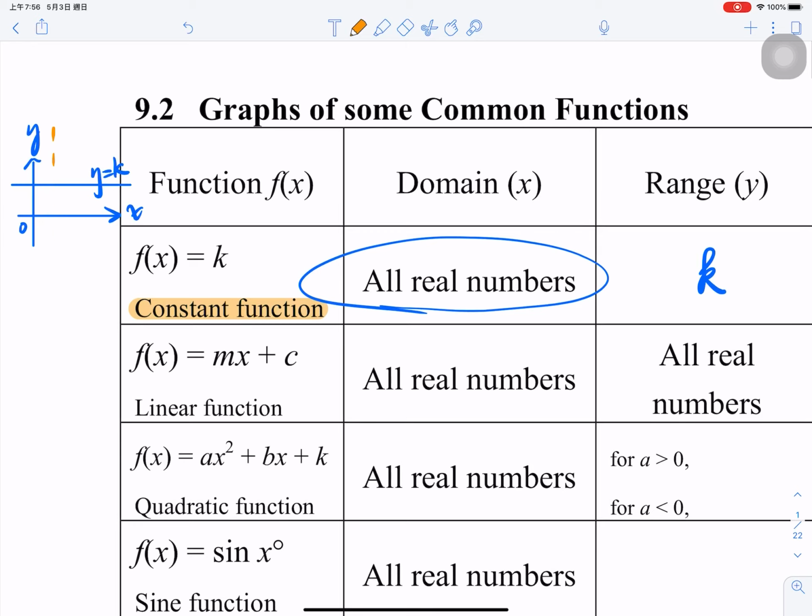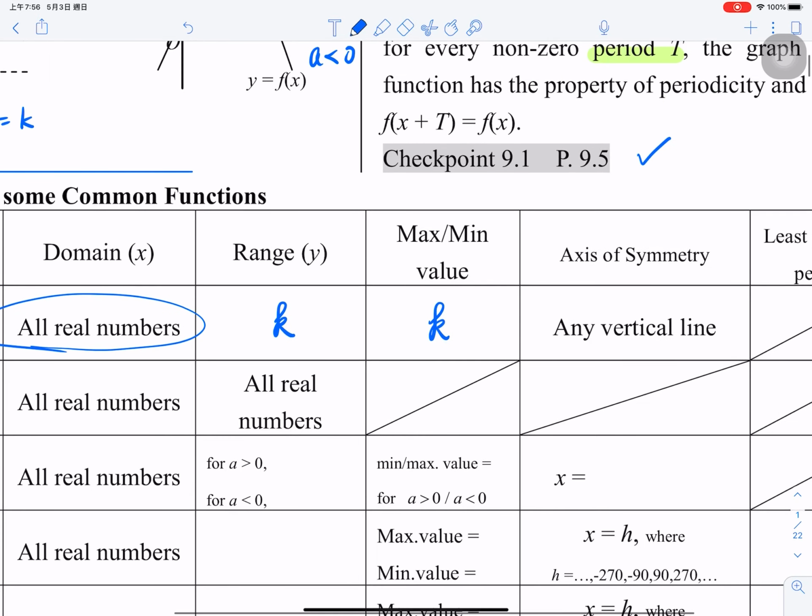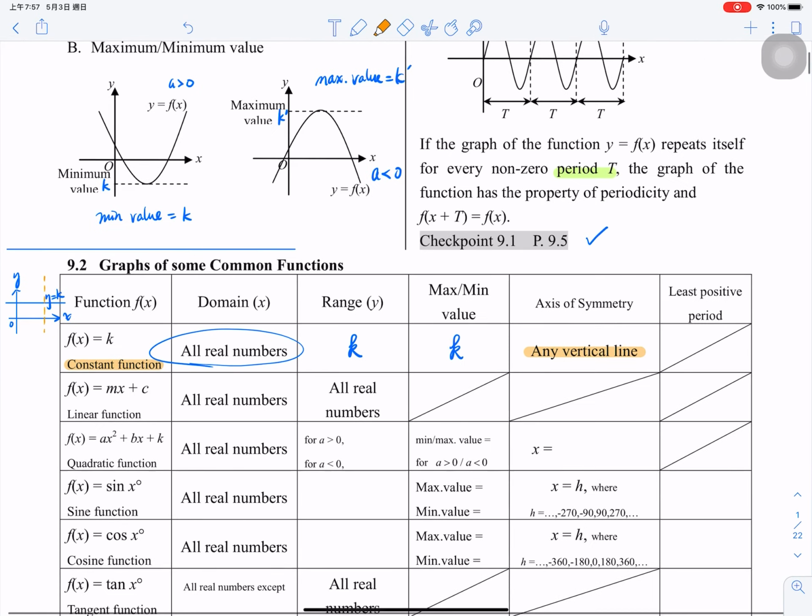So again, you need to know the straight line has no ending. So whichever vertical line you draw, it can still be the axis. So here you see that any vertical line works. However, least positive period, no. So I cross that out here.